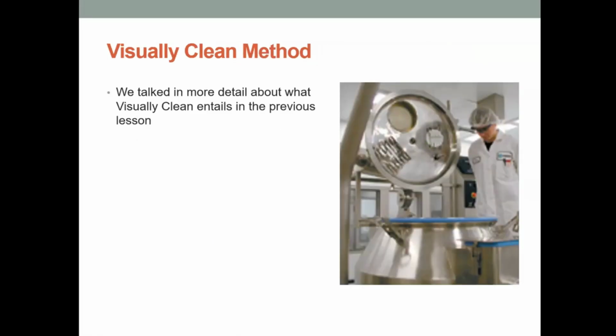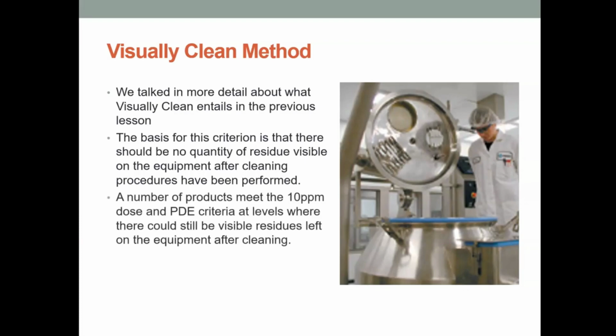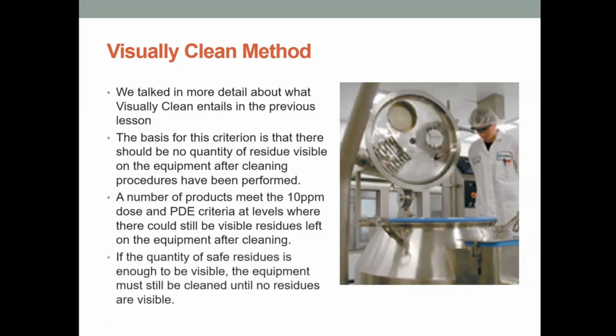Visually clean. We talked a lot about visually clean in our previous lesson, but the basis for this criterion is that there should be no quantity of residue visible on the equipment after cleaning procedures have been performed. A number of products might meet the 10 ppm, dose and the PDE criteria at levels where there still could be visible residues left on the equipment after cleaning. If the quantity of safe residues is enough to be still visible, the equipment must still be cleaned until no residues are visible. So that comes into your making sure you're working from the most stringent criteria.